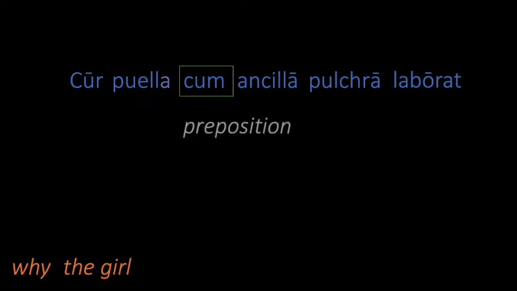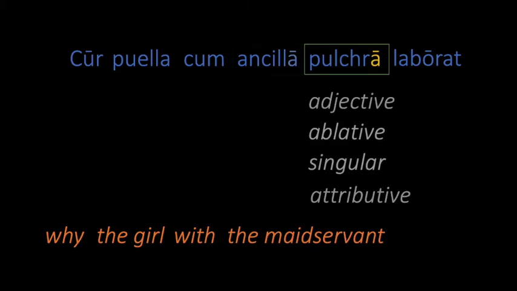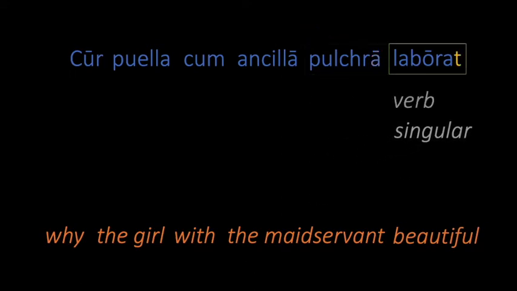Cum is a preposition meaning with. The long A at the end of ancilla means it's in the ablative case, so it is the object of the preposition. And cum ancilla means with the maidservant. Pulcra is an adjective in the ablative singular form. It agrees with ancilla, so instead of just with the maidservant, we have with the beautiful maidservant. Laborat is the main verb, and it agrees with the subject puella. Its meaning is does labor.